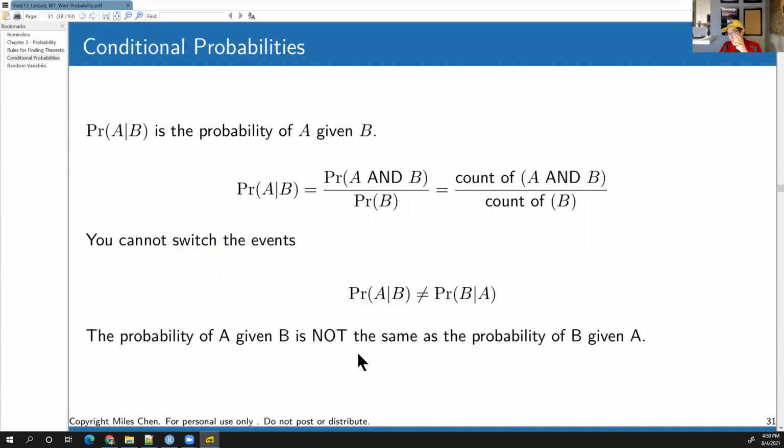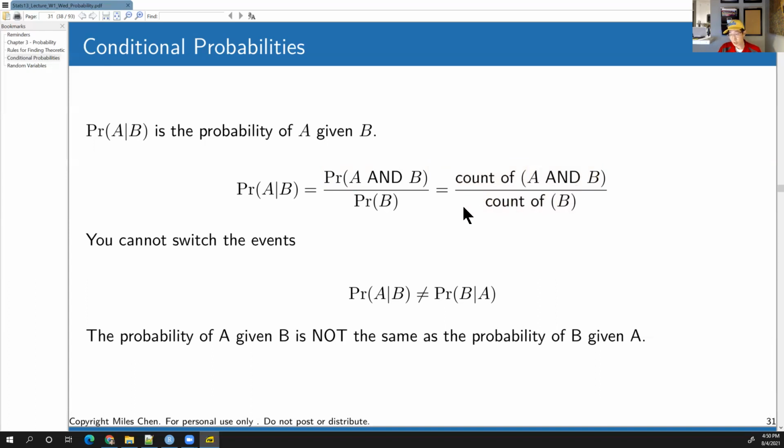All right, and so the way we calculate this is that the probability of A given B is going to be found by taking the probability of A and B divided by the probability of B. And if you have a table, like a two-way table where you have all of these counts and things like that, you can just also do the count of A and B divided by the count of B.